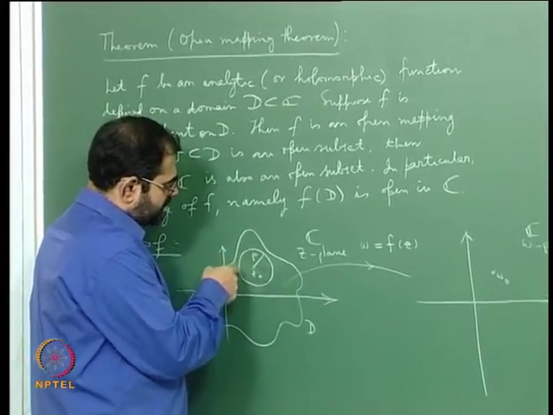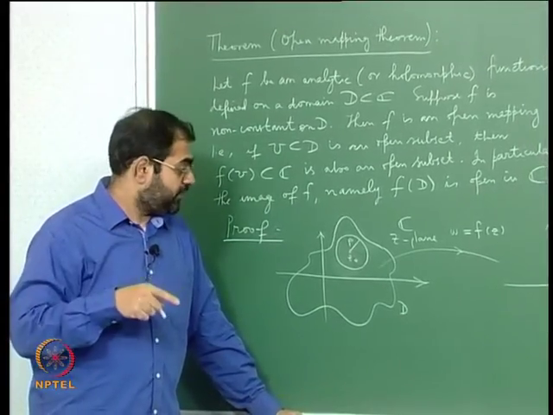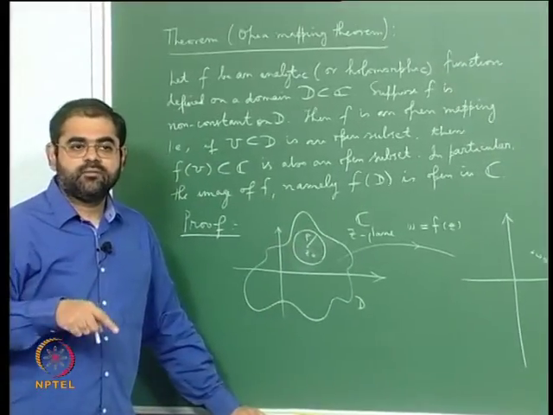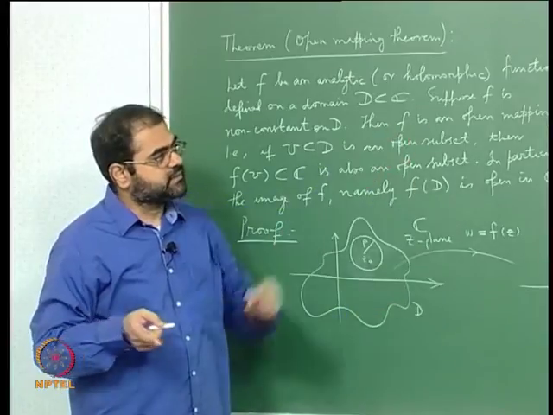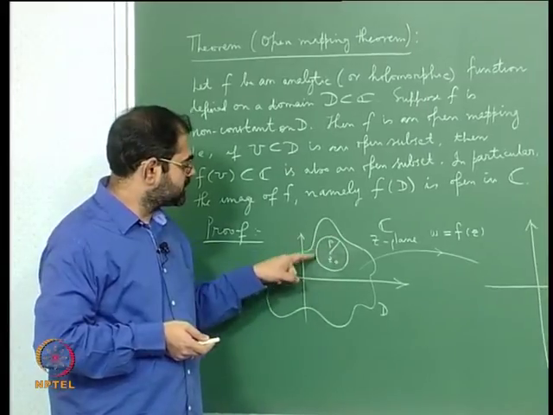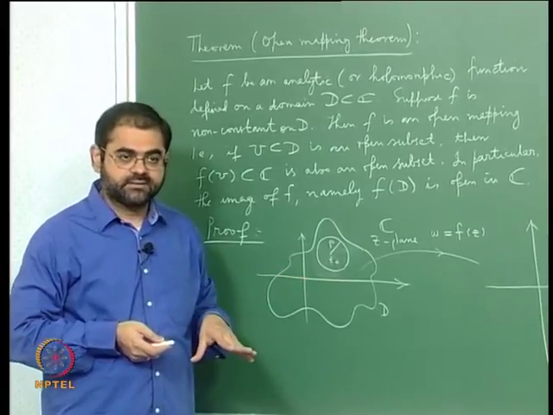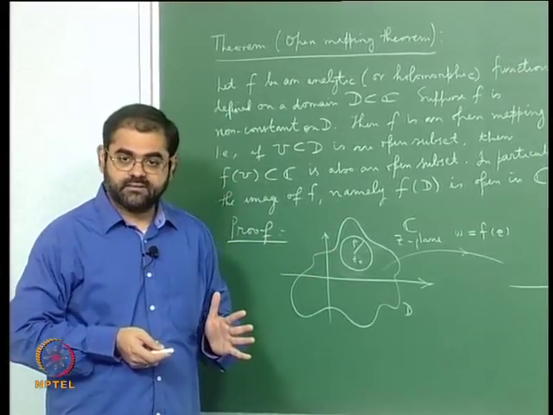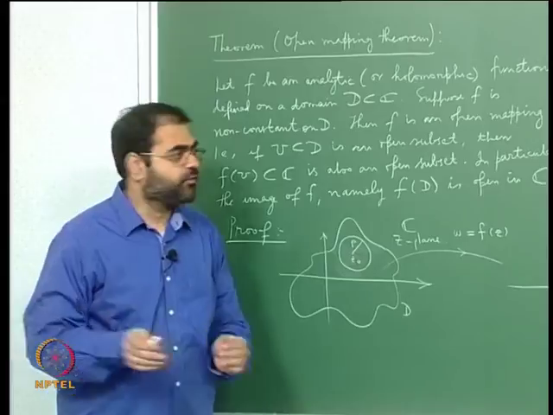If you take the function and restrict it to this boundary circle, and in particular look at the modulus of the function on the boundary circle, then that modulus will have a lower bound and an upper bound. That is because mod of f of z minus w naught will be a continuous real valued function on this boundary circle, which is compact. A continuous real valued function defined on a compact connected set has an image that is a closed interval, therefore it will have a minimum value and a maximum value.